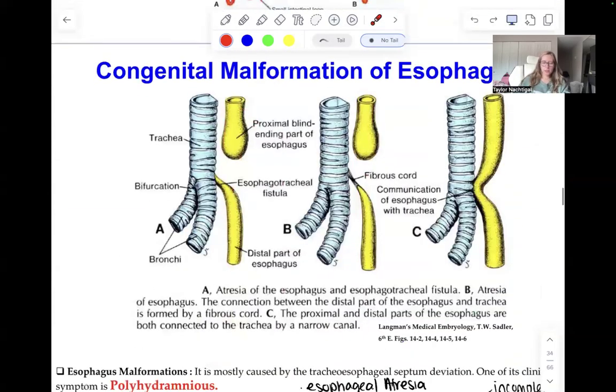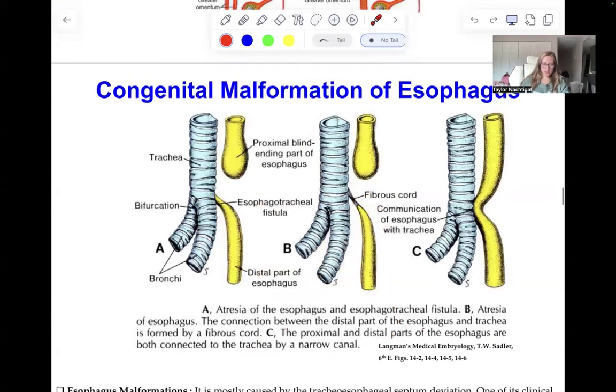Okay, congenital malformations of the esophagus. Because it starts as one tube that splits into two tubes that must be completely separated from each other based off various function, one for breathing, one for consuming food, we can see problems arise. So we've got three versions of a failure of the esophagus and the trachea to separate and grow properly.